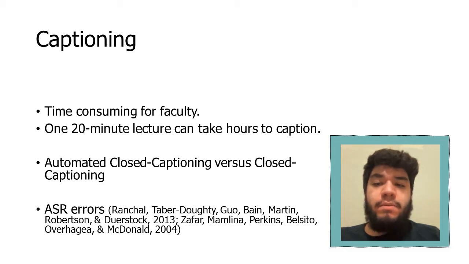Automated captioning is produced by automatic speech recognition technology, or ASR, which is the same technology that powers your Alexa or Siri. Closed captioning, on the other hand, would imply manually created or edited closed captioning. So specifically, a professor might manually add or edit the captioning to their lecture, which, as I said, can be very time-consuming.